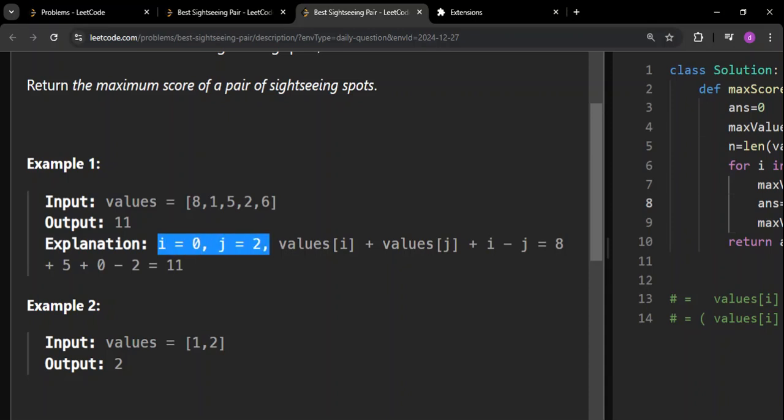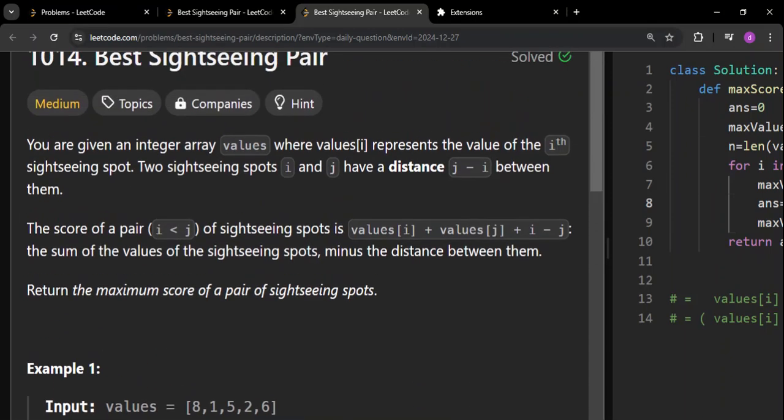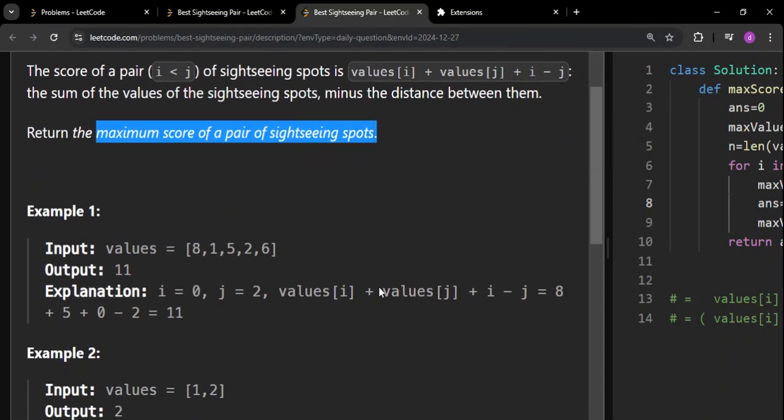If you take i equal to 0 and i equal to 2 and then calculate this particular value, this is going to be the most optimal value. That is the maximum value possible. That is the question: return the maximum score of a pair of sightseeing spots. So that is what they are telling.